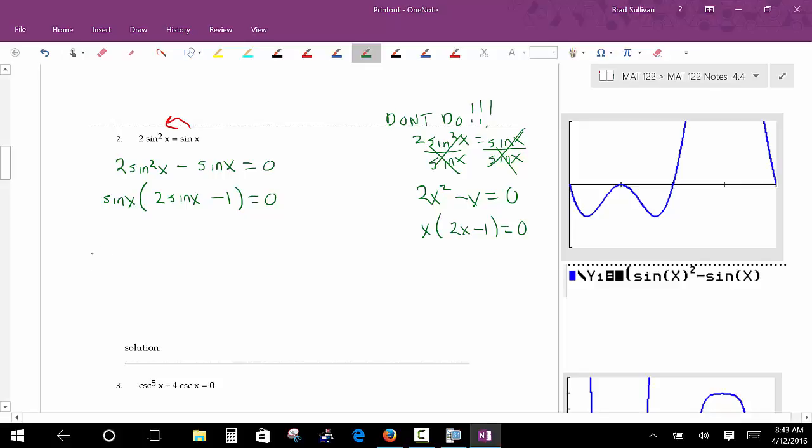And this is the kind of thing that you did in section 4.2. So that's a factor, set it to 0, solve it. That's a unit circle problem. Then you have 2 sine x minus 1 equals 0. Look at the unit circle and figure that out. So I'm going to just isolate the sine. I'm going to have 2 sine x equals 1. Then I'm going to divide by 2, so I'll get sine x equals 1/2.